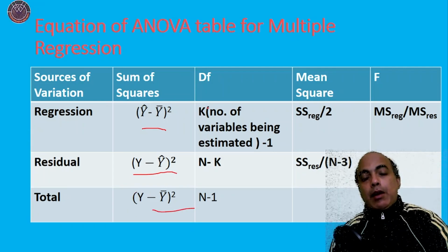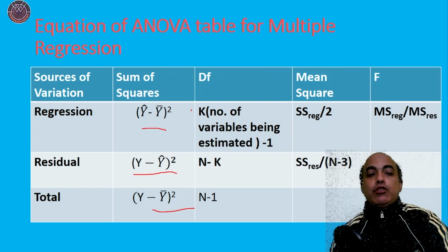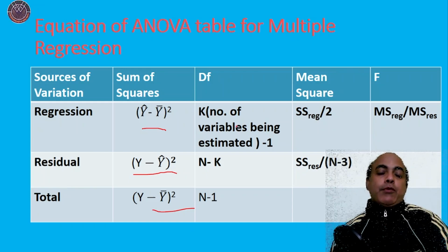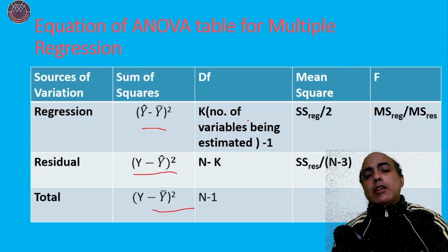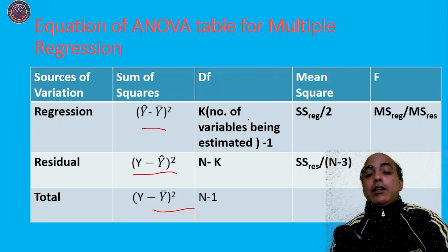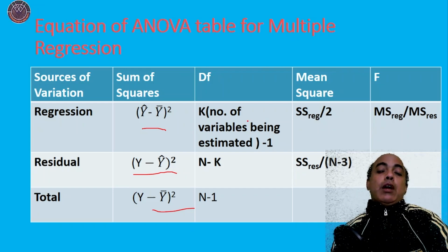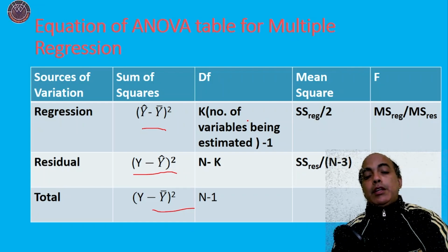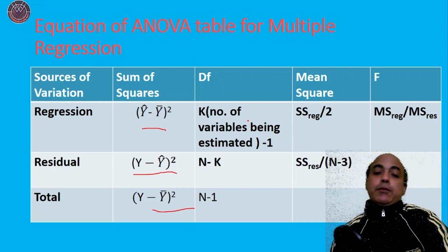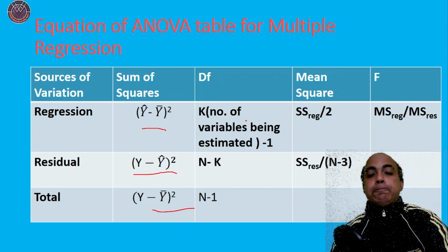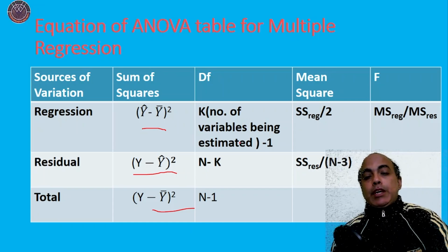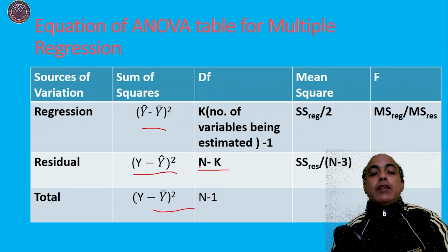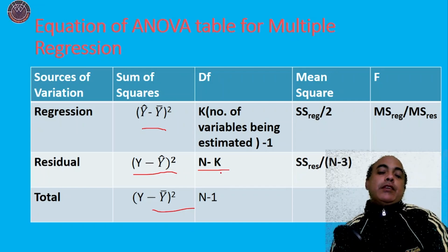I already told you what the degrees of freedom for regression is. It is the number of independent variables, or we can say k minus 1, where k is the number of variables being estimated. In our case, we are estimating three things: beta 0, the intercept value, and beta 1 and beta 2, so it will be 3. So here we can say that it is 3 minus 1, that is 2. In the second case, the residual is n minus k, where n is 10, so 10 minus 3 will be 7.